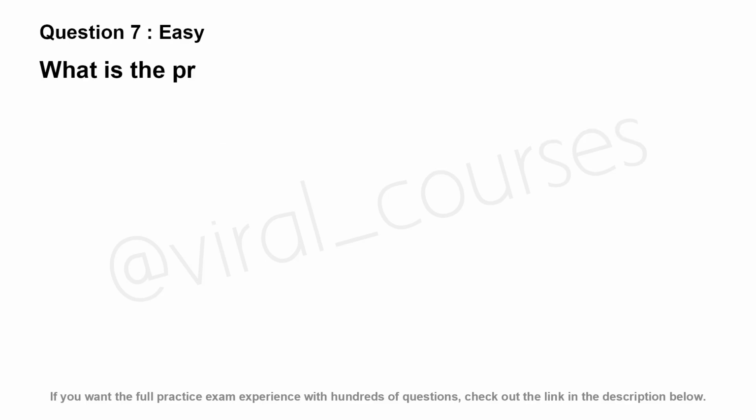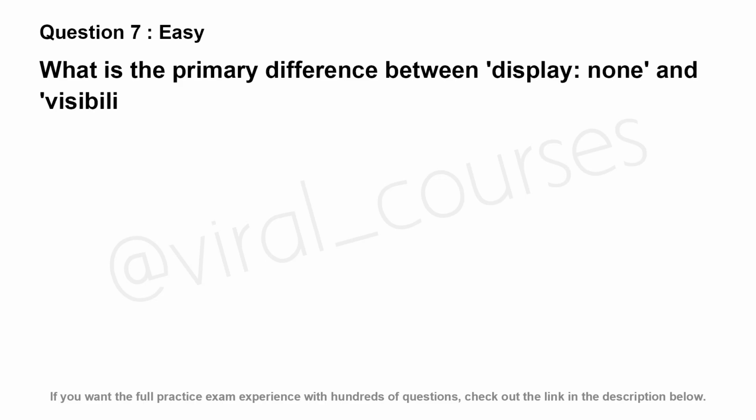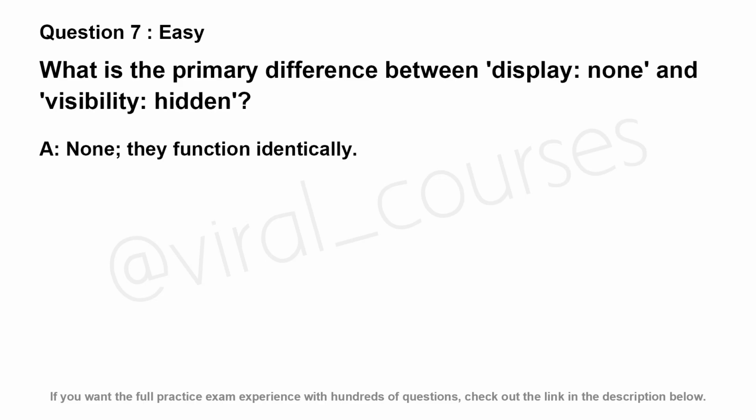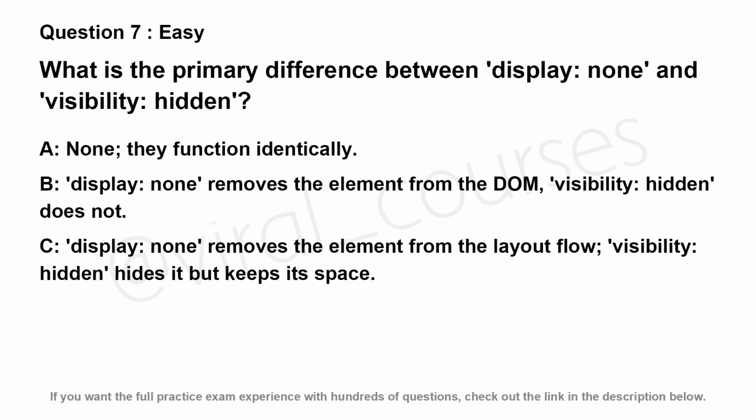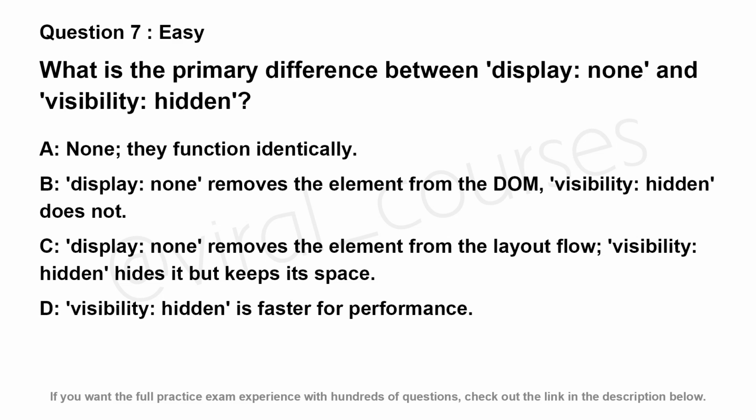What is the primary difference between display: none and visibility: hidden? Option A, none, they function identically. Option B, display: none removes the element from the DOM, visibility: hidden does not. Option C, display: none removes the element from the layout flow, visibility: hidden hides it but keeps its space. Option D, visibility: hidden is faster for performance.